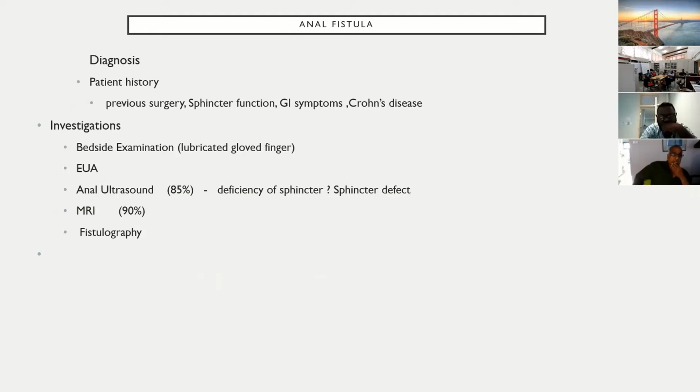So how do you make the diagnosis? Patient history is very important. You ask for previous fistula surgery, sphincter function in relation to incontinence, GI symptoms such as diarrhea or constipation, irritable bowel syndrome, and history of Crohn's disease.